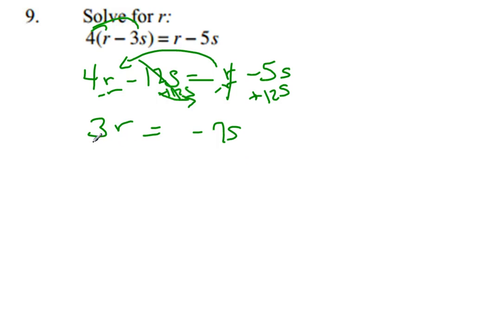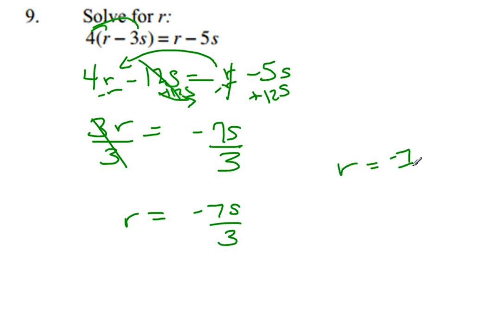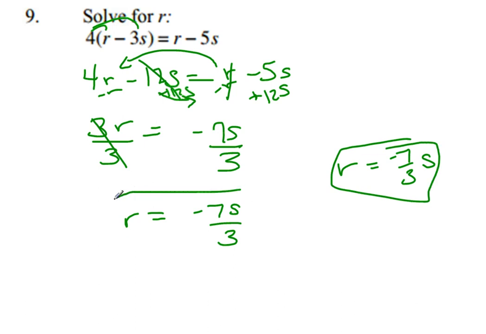Hope I'm not screwing up again. And then I'm solving for r, so divide by the 3. And that's going to be my answer right here. So r equals negative 7s over 3. Or if you prefer the fraction separate, r equals negative 7/3, and then s in the middle. I actually prefer this one, I think.